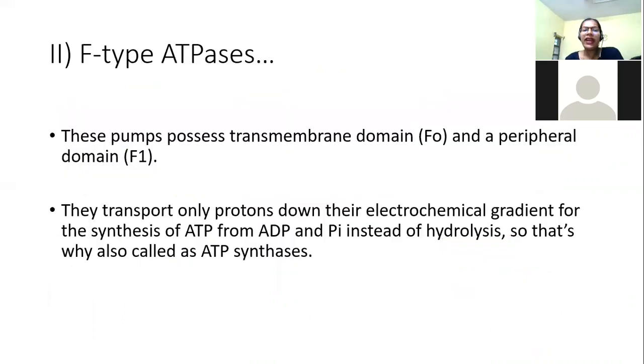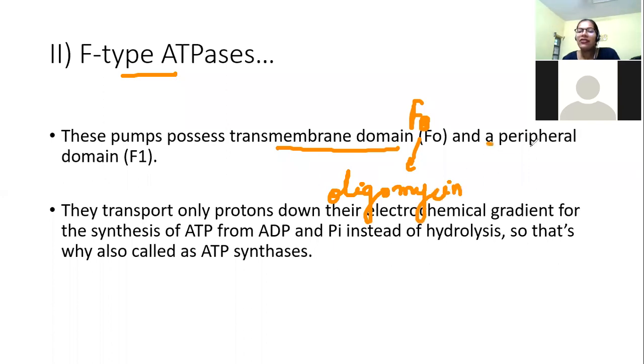So today we are going to talk about F-type ATPases. Remember, I told you about the ATP synthase that it has two domains, F0 and F1. That is the same one we are going to discuss in detail today. These F-type ATPases, or F-type pumps, possess a transmembrane domain called F0, wherein I have mentioned that the O stands for oligomycin. Oligomycin is an inhibitor. And there is a peripheral domain called F1. So they are written like this: F0 and F1 particle.